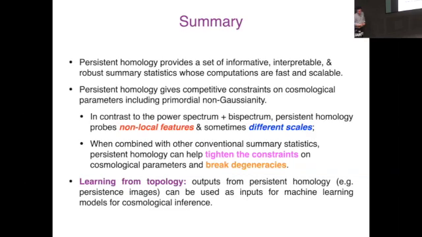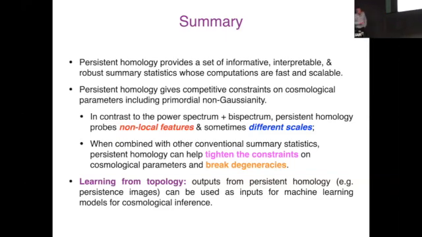So let me summarize. I hope I have conveyed to you that persistent homology provides us a set of informative, interpretable, and robust summary statistics. Their computations are fast and scalable. And in comparison to the power spectrum and the bispectrum, persistent homology can give competitive constraints on cosmological parameters, including primordial non-Gaussianity.